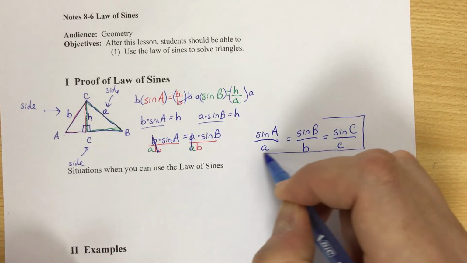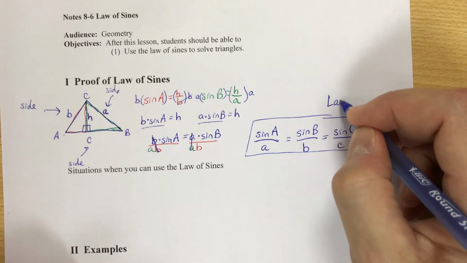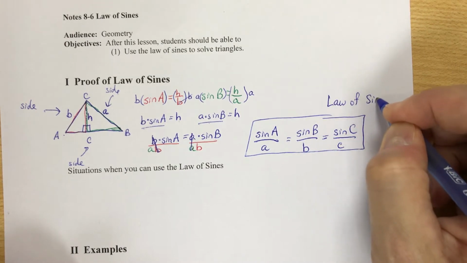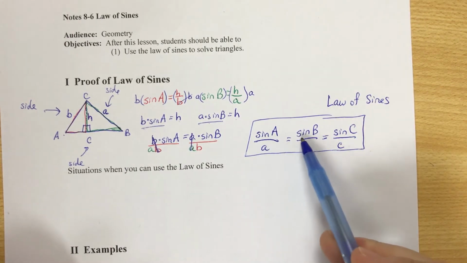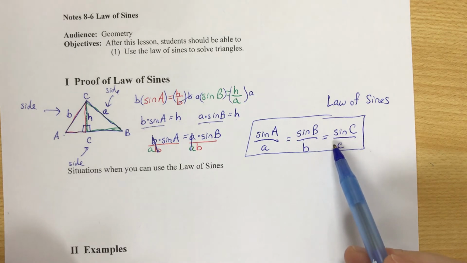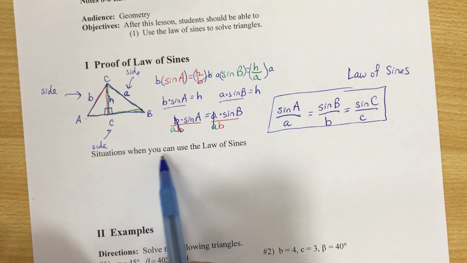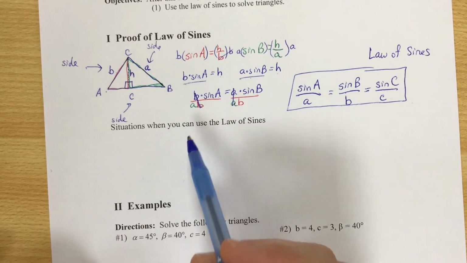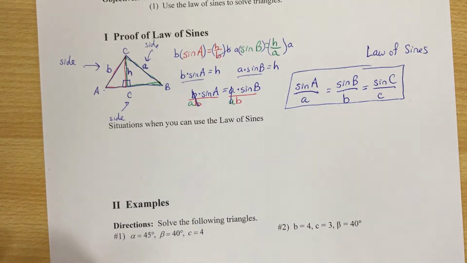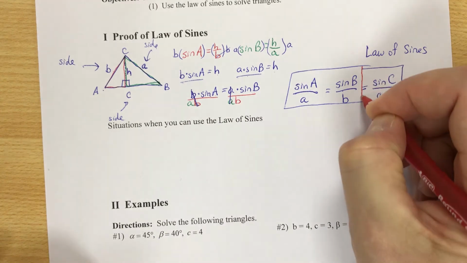This is called the law of sines. And the nice thing about this is that this is true whether the triangle is a right triangle or not. It doesn't have to be a right triangle. So this is going to give us a couple more options. Now, situations when you can use the law of sines: what we basically do here is we make a proportion.